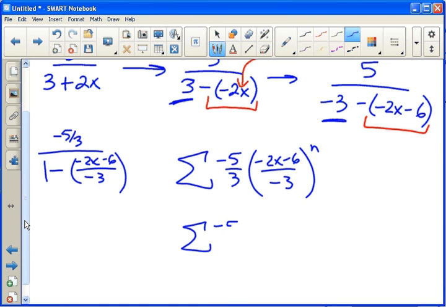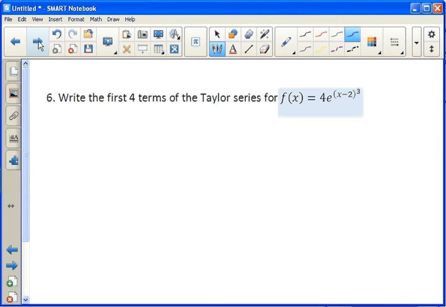Either one of those answers would be accepted. Number 6, find the first 4 terms of the Taylor series for f of x equals 4e to the x minus 2 cubed. Whenever they ask for a Taylor series, you need to think of the 4 that I made you memorize. In this case, our base function is e, so e to the x. And it just asks for the first 4 terms.